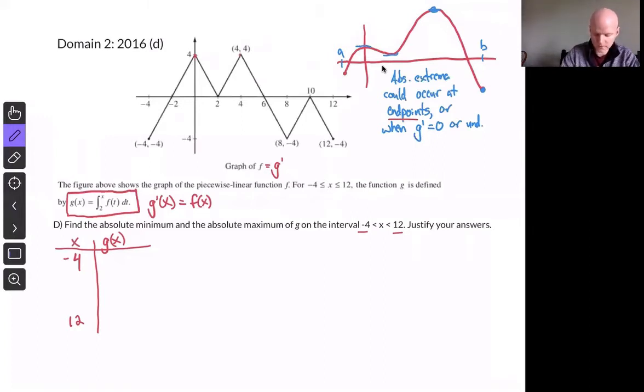G prime of 4 is 4. These are cusps of g prime. So g double prime would be undefined at those spots. G prime is equal to 0 always where it hits the x-axis in these spots. So these are all of our critical points that we're going to put on here. So we've got negative 2, 2, 6, 10, and then 12 is our endpoint. So we've got a lot of things to test right here.